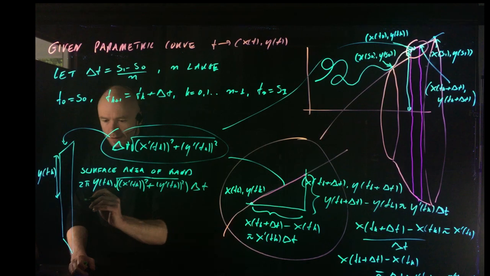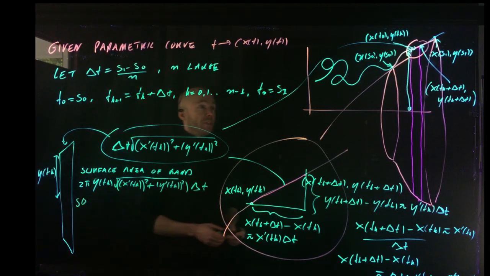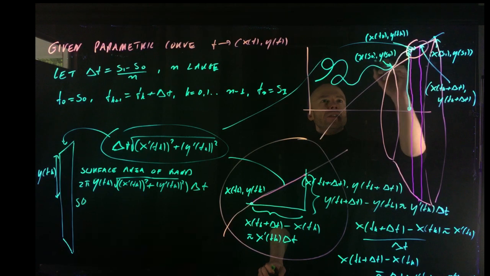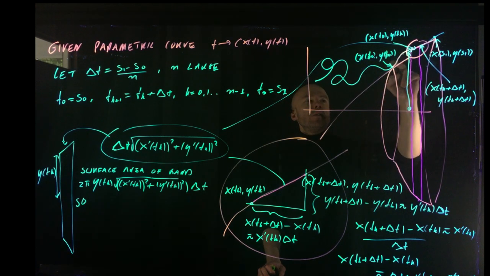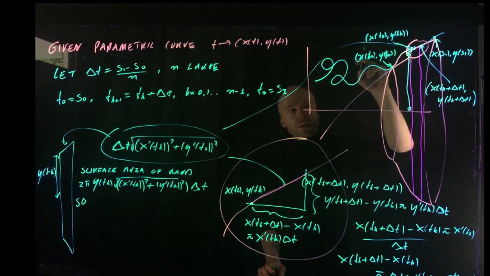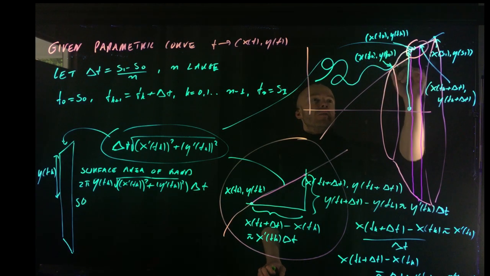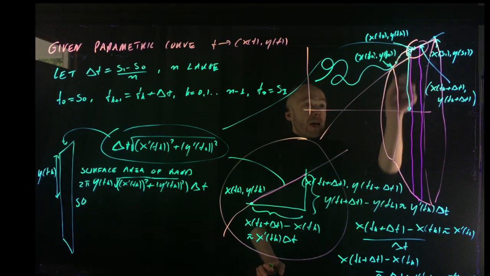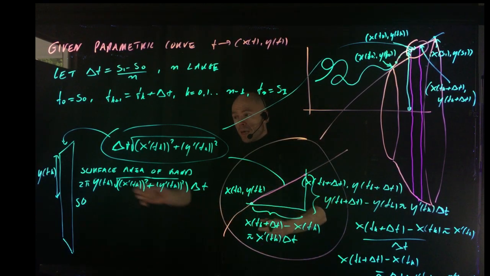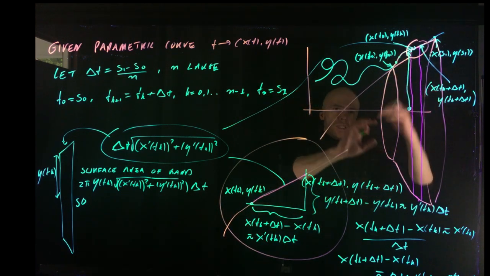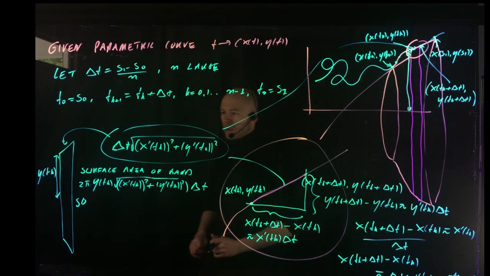So if we sum this, because we have a whole bunch of different bands, right? So the first band is from the time interval, I wrote s0, but this is the same as t0, so from time t0 to time t1, which will be this little band here, and then the next band would be from time t1 to time t2, which would be this one, and so on and so on. We have all these distinct little bands, right? And summing up the surface area we get from each band will actually give us the total surface area we get from rotating this part of the parametric curve.